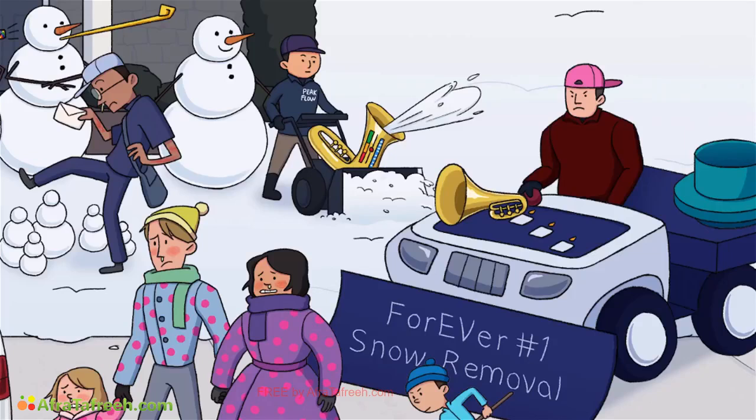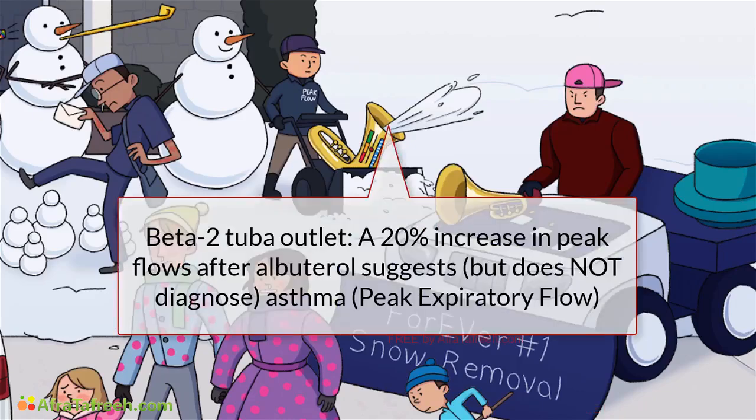Tell the patient to take a giant deep breath in, put the meter to your lips, and blow out as hard and as fast as you can. Take the highest result from 3 tries, and that's your peak flow. An improvement in peak flow of more than 20% after administration of albuterol is suggestive of asthma. However, peak flows are not specific, so they are not a substitute for formal spirometry testing to diagnose patients with asthma.